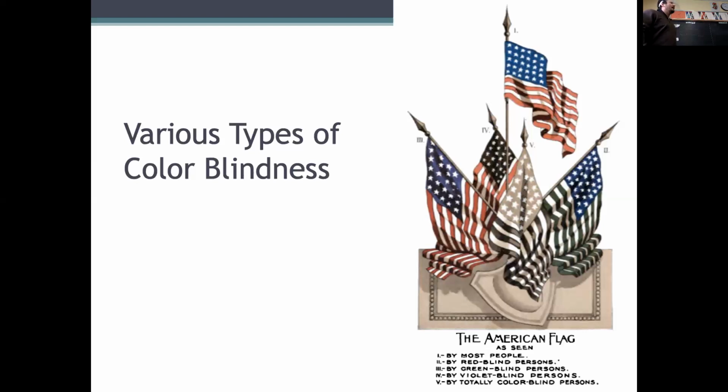Again, you can see it's an American flag, but maybe the blue looks more like black. And then five is total color blindness. As you can see, it's gray. I couldn't imagine seeing everything black and white. It'd be terrible.